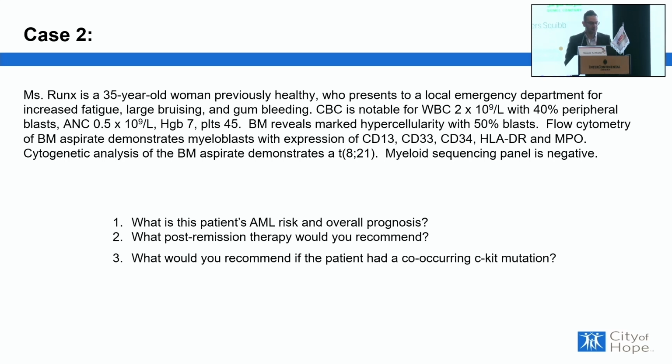Ms. Rux is a 35-year-old woman, previously healthy, who presented to a local ER with fatigue, bruising, and gum bleed. Her CBC was abnormal, and a bone marrow biopsy was performed showing hypercellular marrow with 50% blasts. This was positive for CD13, 33, 34, HLA-DR, and MPO. Cytogenetic results came back and were positive for translocation 8;21. So this is a core binding factor AML. What's the prognosis and what is the management?